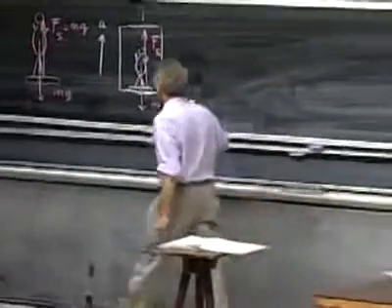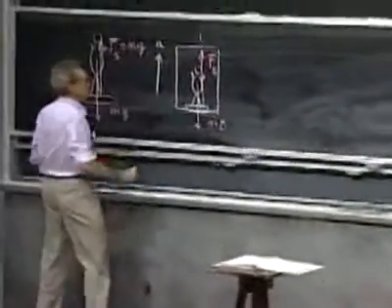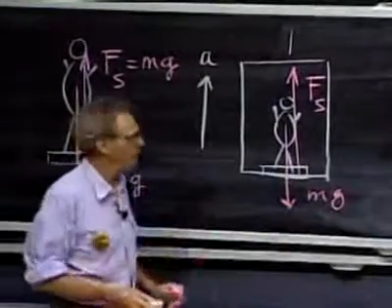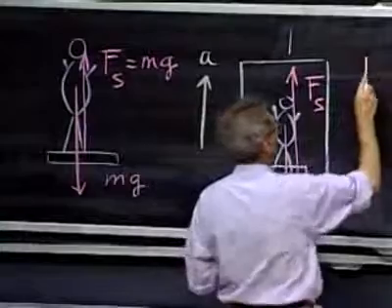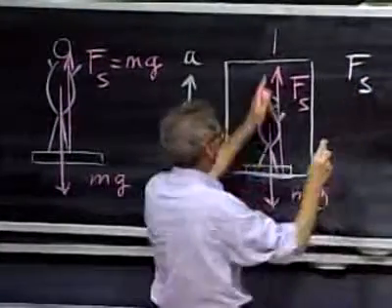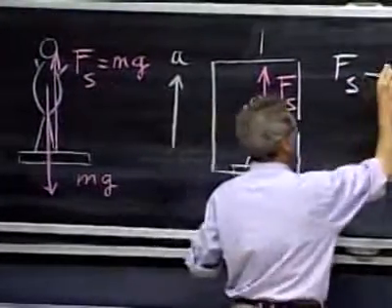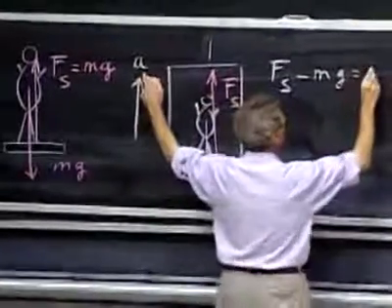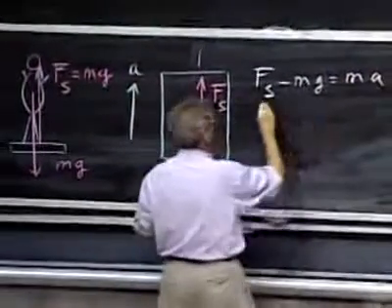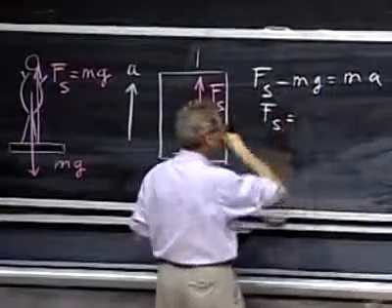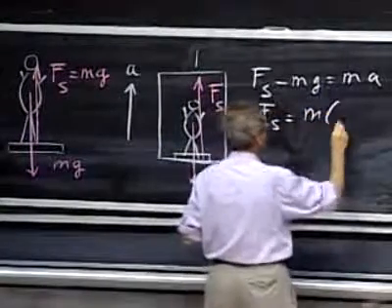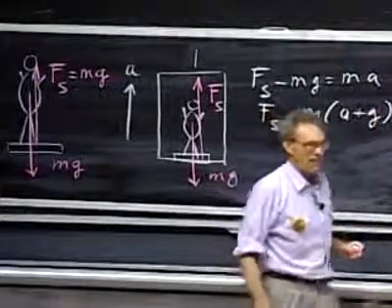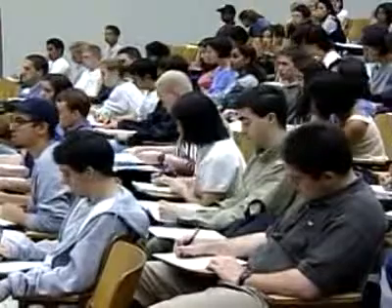Okay, it's clear that if this is accelerated upwards, F of s must be larger than mg, otherwise I cannot be accelerated. And so we get Newton's second law: F of s, in the plus direction, minus mg, which is in this direction, equals m times a. And so the bathroom scale indicates m times (a plus g). And I have gained weight.